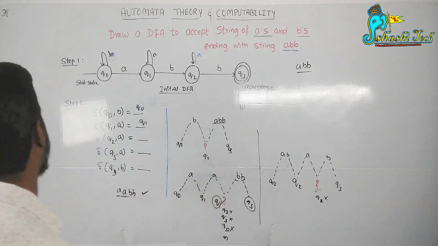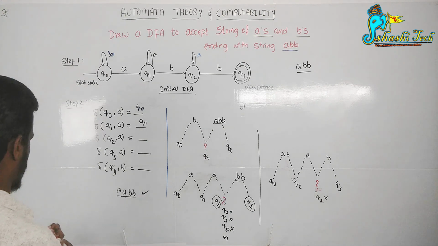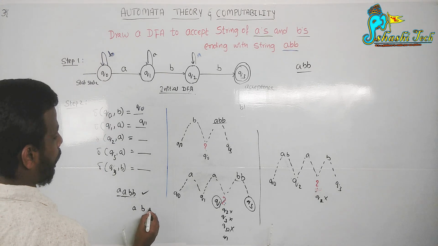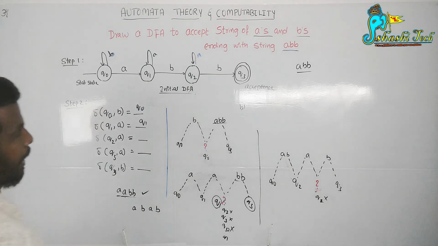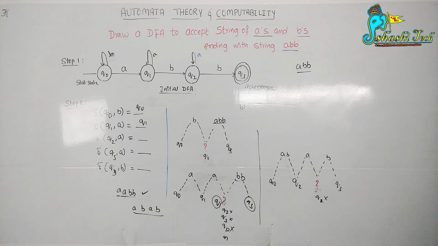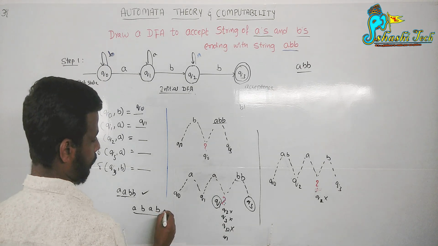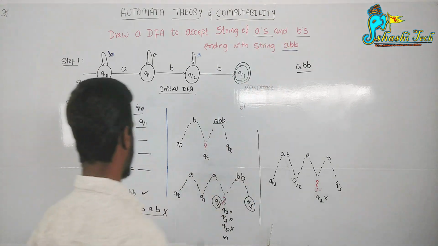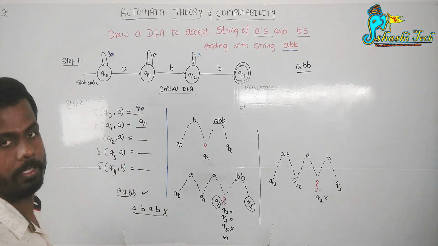I will give a string like this: A, B, A, B. Tell me whether this string should be accepted or not. According to me, it should not be accepted because it should end with ABB. But according to this DFA, it is going to accept.